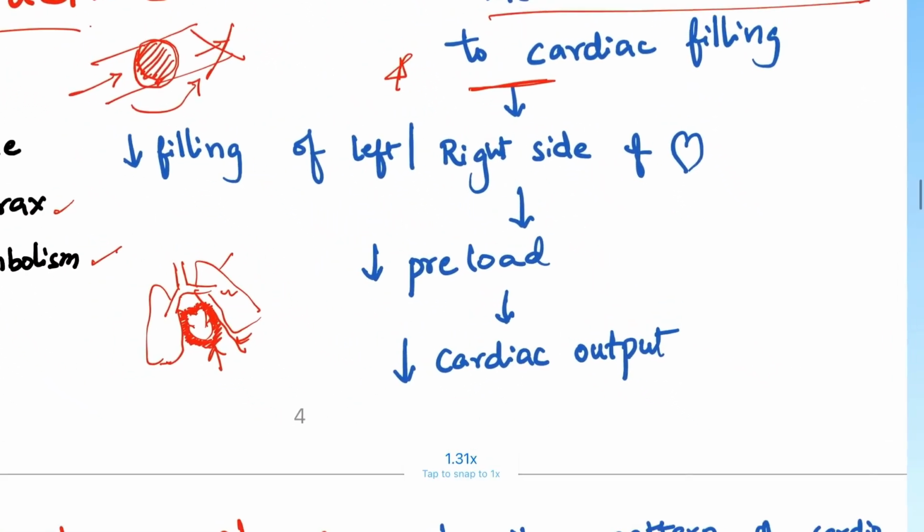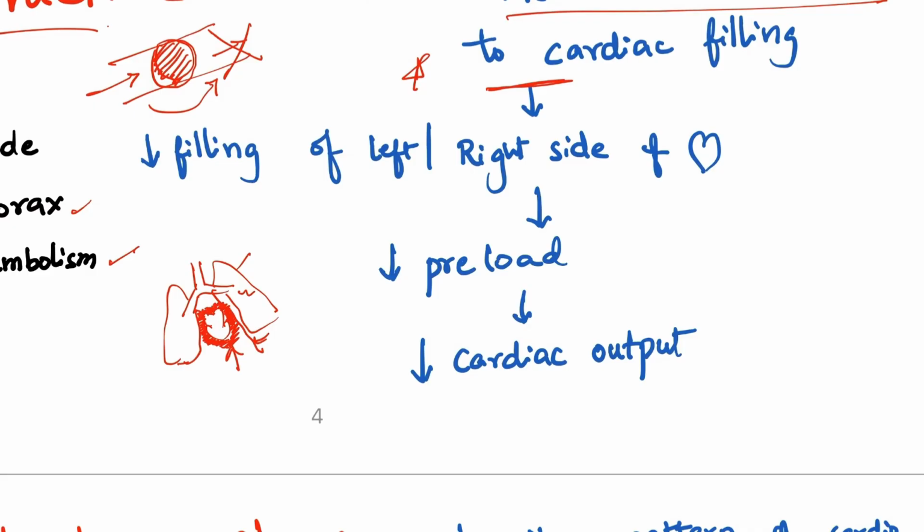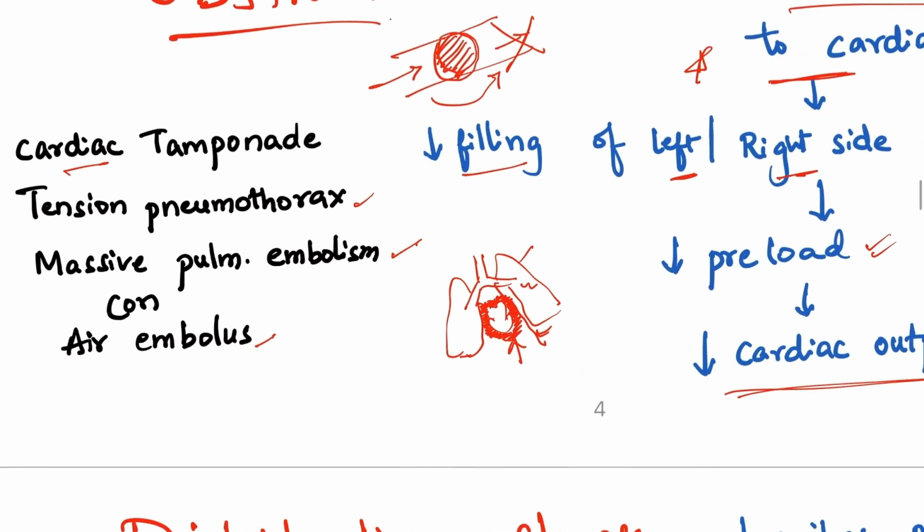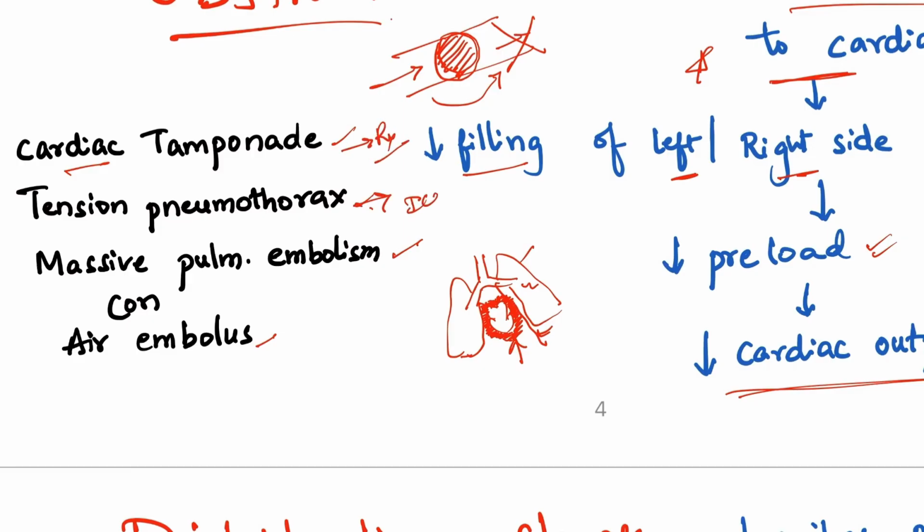Why should we know what will happen? What should we do? There is decreased filling of the left or right side of the heart. This will cause a decrease in preload, and a decrease in cardiac output. If it is cardiac tamponade, we have to relieve it by pericardiocentesis. So if you know the cause, it will guide you to the treatment. In case of tension pneumothorax, if you place a prompt intercostal drainage tube, there is decreased compression of the heart from the lungs.